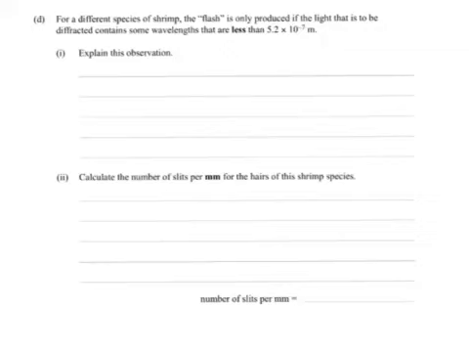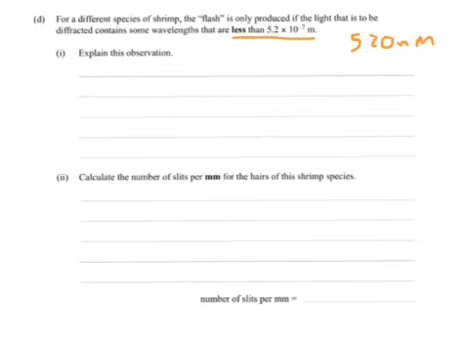So part 2 of this question, we're up to D. For a different species of shrimp, the flash is only produced if the light that is to be diffracted contains some wavelengths that are less than 5.2 times 10 to the minus 7 meters, which is 520 nanometers, 520 times 10 to the minus 9, which is the same as 5.2 times 10 to the minus 7.